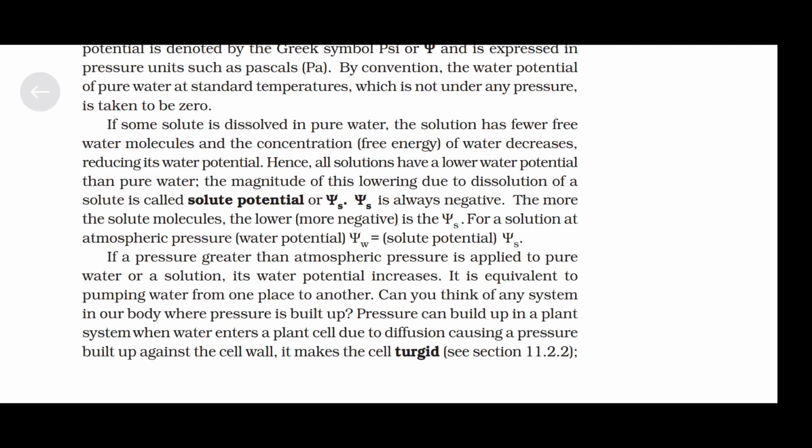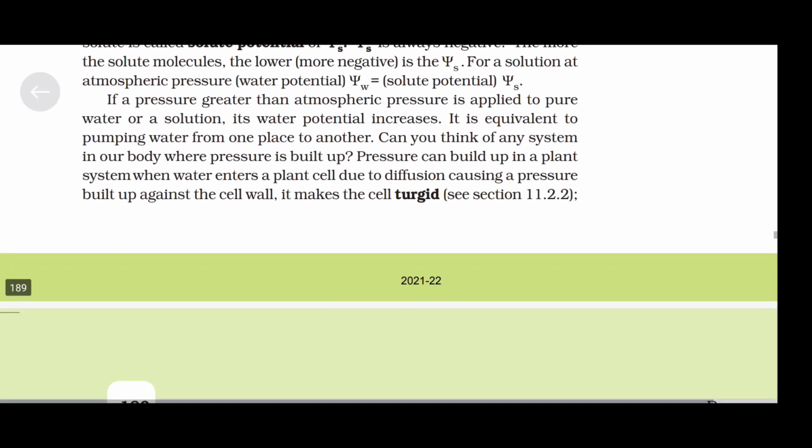If a pressure greater than atmospheric pressure is applied to pure water or a solution, its water potential increases. It is equivalent to pumping water from one place to another. Can you think of any system in our body where pressure is built up? Pressure can build up in a plant system when water enters a plant cell due to diffusion, causing a pressure built up against the cell wall.